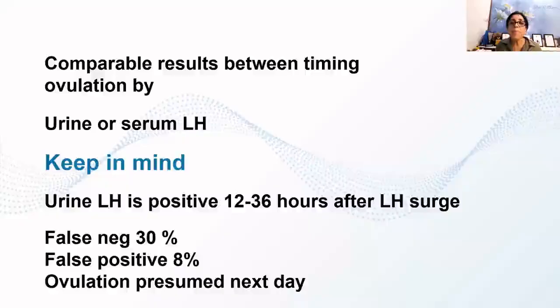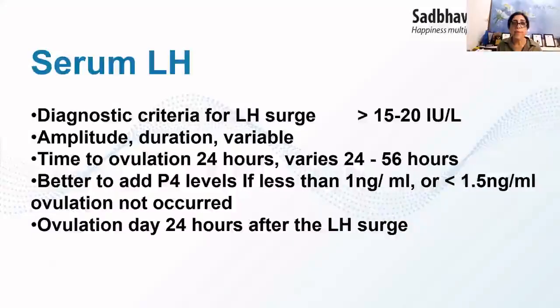You can use, there are comparable results, whether you time ovulation by urine or serum LH, but urine LH has its own false negative and positive rates, so it is not the best way to go forward. But if the patient cannot come for repeated endocrinology tests, a urine LH test done is reasonably good. For serum LH, we don't know which cutoff to take, somewhere between 15 to 20 IU. We presume ovulation to occur 24 hours later.